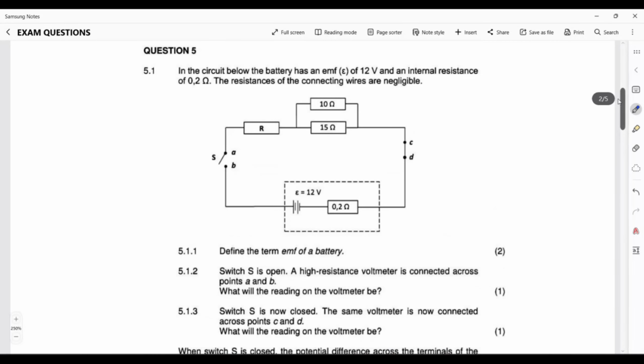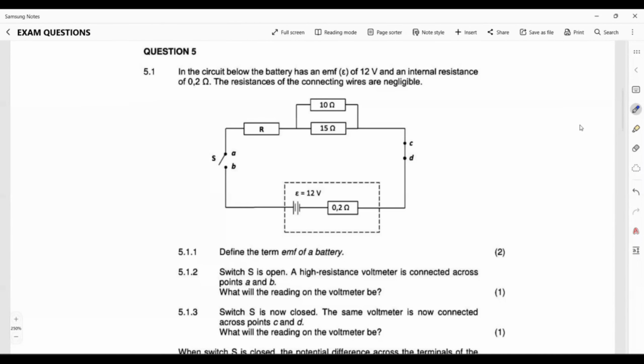All right, now we have our question, which was 5.1. They said, in the circuit below, the battery has an EMF of 12 volts and an internal resistance of 0.2. Okay, fine. Then I'm not reading the last statement. I don't want to embarrass myself with my English. Then 5.1.1, define the term EMF of the battery. You know that is the maximum energy provided by the battery per unit charge.